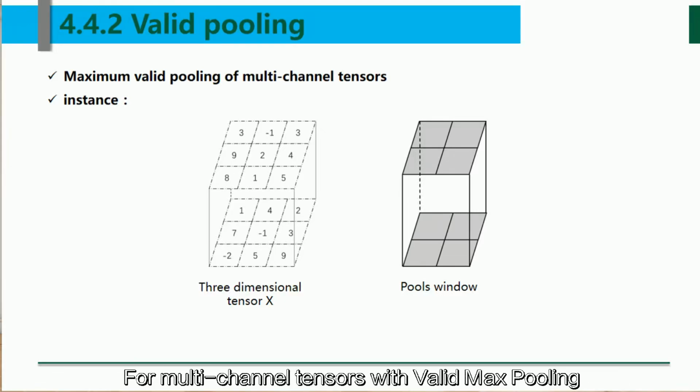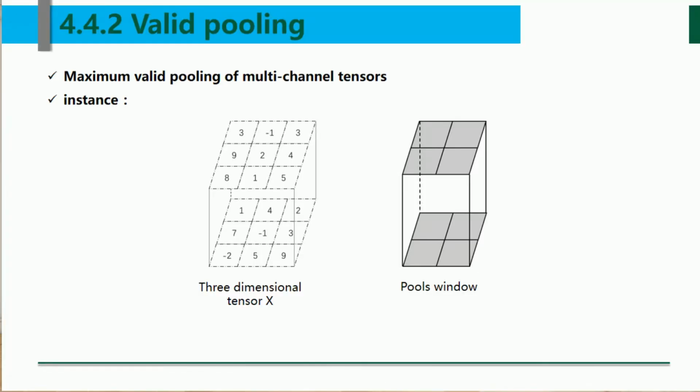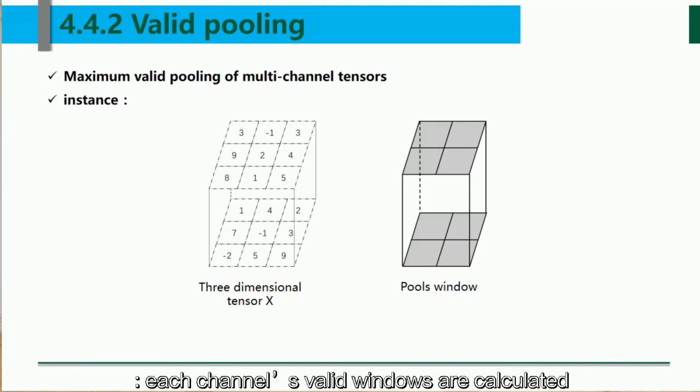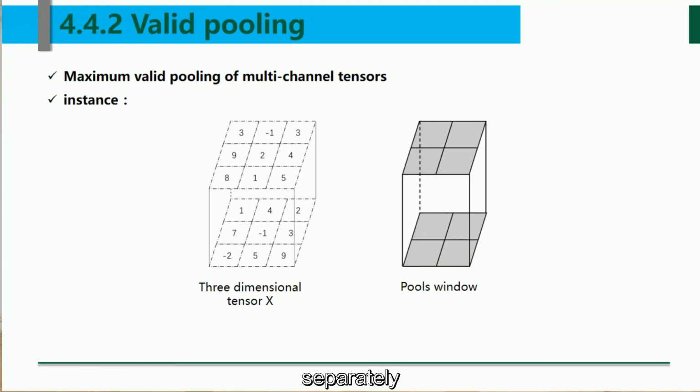For multi-channel tensors with valid max pooling, we still process each channel independently, no mixing. The slide shows a 3 multiplied by 3 multiplied by 2 tensor and 2 multiplied by 2 window. Each channel's valid windows are calculated separately.